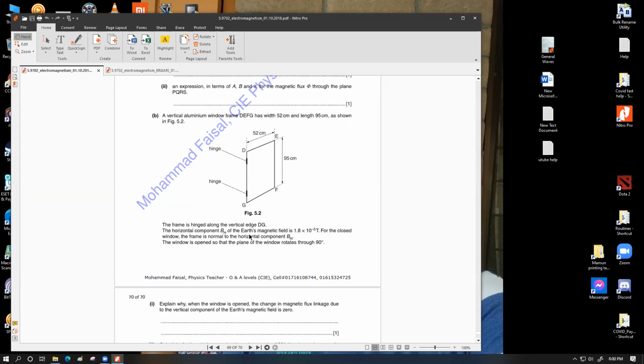Now, this is the interesting part. Have a look. The horizontal component BH of the Earth's magnetic field is 1.8 × 10⁻⁵ Tesla. For the closed window, the frame is normal to the horizontal component BH. So when the window is closed, it is currently at 90 degrees with the Earth's magnetic field lines. The window is opened so that the plane of the window rotates through 90 degrees. So now we are going to rotate the window through 90 degrees and make it become aligned parallel with the Earth's magnetic field lines.